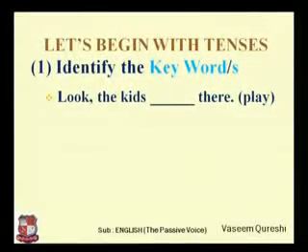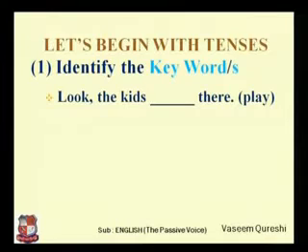The first thing which we have to do is to identify the keyword which is given in the sentence. If you know the keywords which are there for different tenses, it would be very good for you to understand or to recognize the tense in the sentence. Here there is an example. Look, the kids blank there. Into the brackets, the verb play is given.